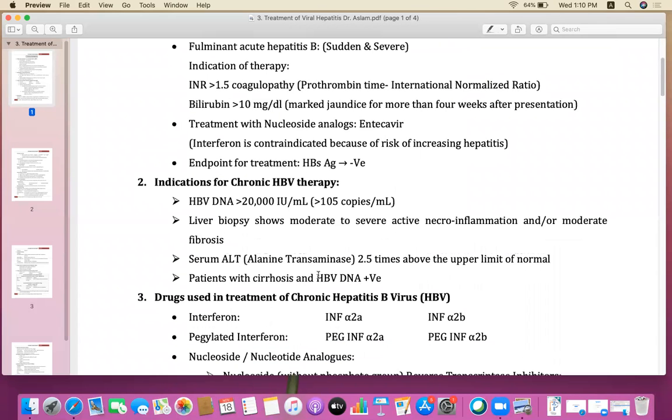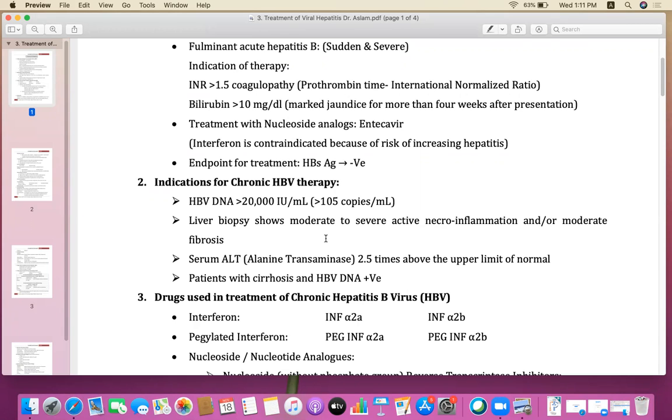What are the indications for chronic hepatitis B viral therapy? In chronic hepatitis B virus infection, if the hepatitis B virus DNA is more than 20,000 international units per ml, or more than 10^5 copies per ml, it indicates treatment or therapy for chronic HBV.